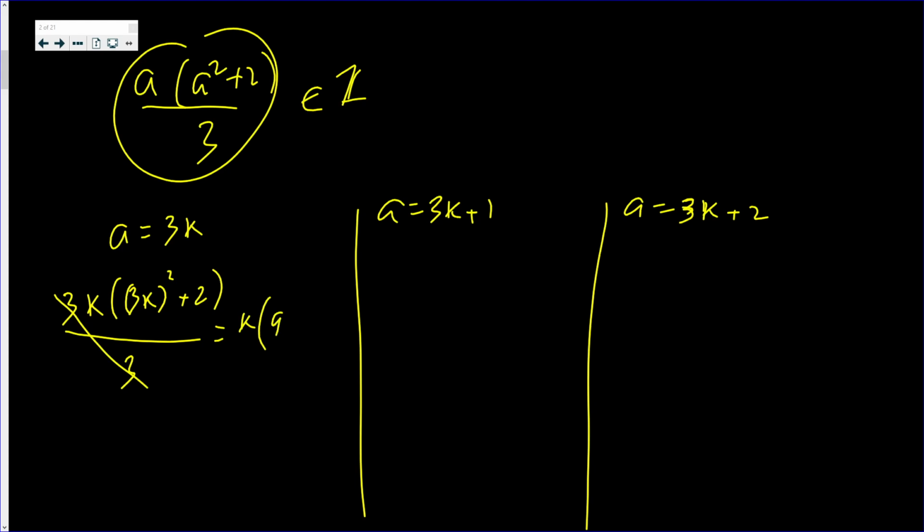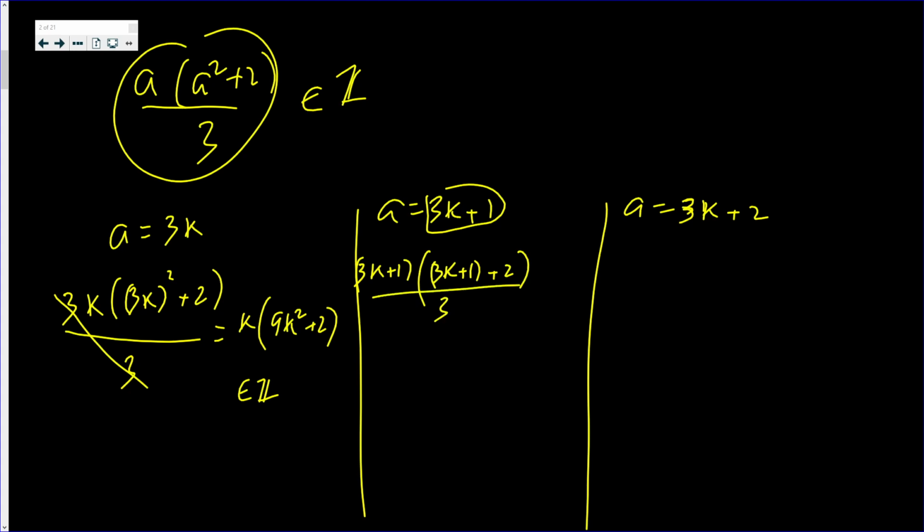We get k times, I'll FOIL it out, 9k squared plus 2. This is an integer. If this is a, then you have a times a squared plus 2 divided by 3. 3 is not going to be reduced with 3k plus 1. In fact, other than 1, the only factor of 3 is 3. So 3 has to either go in here or in here.